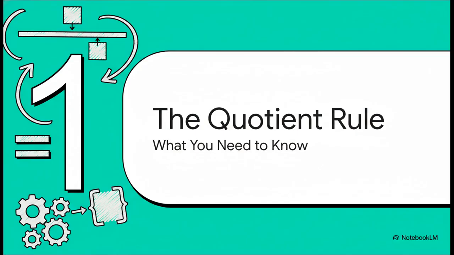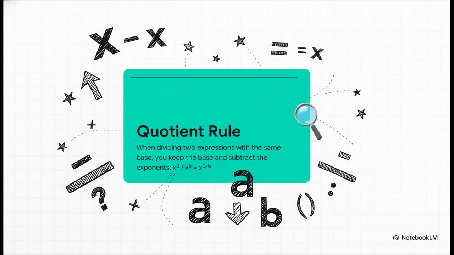So, what is this magic shortcut? Let's kick things off with the official rule, the one you'd find in a textbook. And then we'll break it down into plain English. And here it is. This is the heart of the shortcut. The quotient rule tells us something really cool. When you're dividing two things that have the same base, like the x here, all you have to do is keep that base and subtract the exponents.